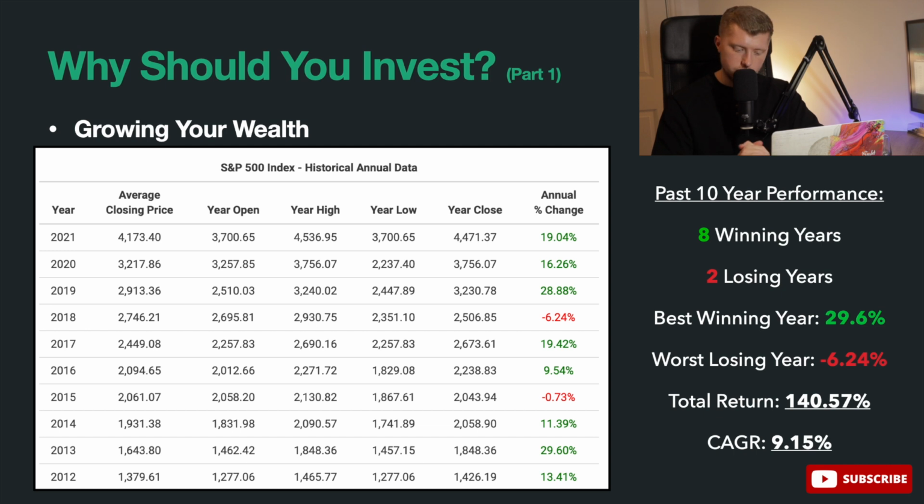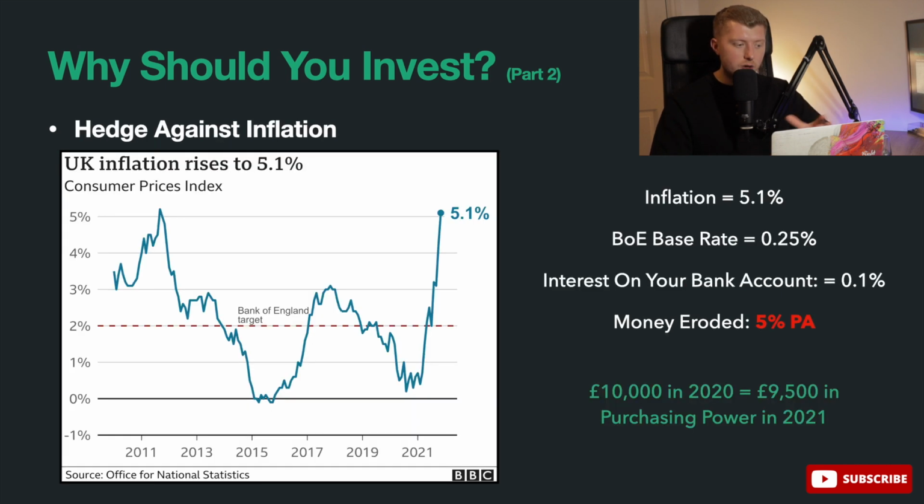So in a nutshell, the first reason why you should start investing is to simply get your money working for you. And the second part to why you should invest is that investing into the stock market is simply another way to hedge against inflation. What I mean by that is inflation is typically when the price of goods go up year in, year out. Now, in the UK currently, inflation is very, very high at 5.1%. However, the Bank of England base rate is just 0.25% and the interest on your bank account is probably just 0.1%.